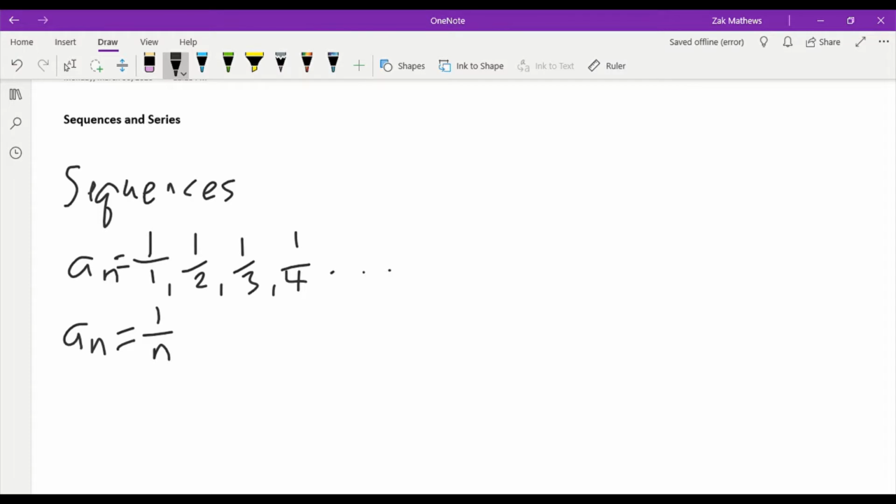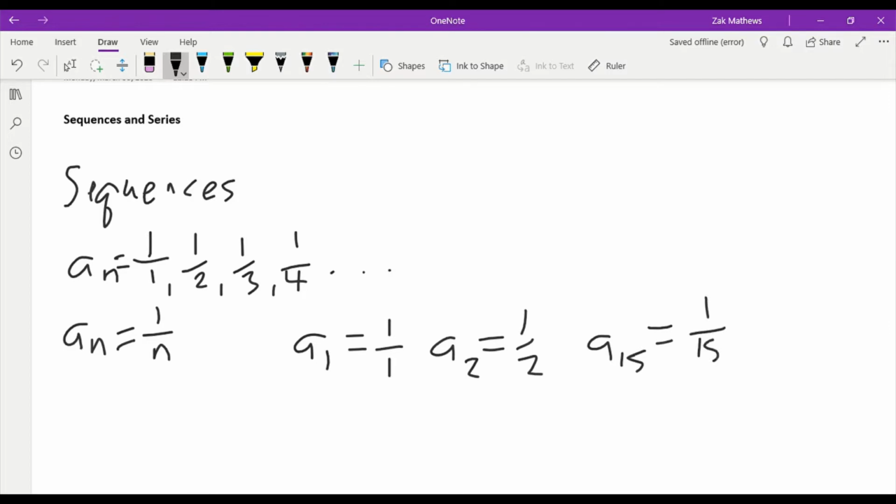So for instance, if I were to look at a_1, that would be saying the first element in the sequence, that would be the 1 over 1. If I were to look at a_2, that would be looking at the second element in the sequence, that would be the 1 over 2. Or if I were to look at, say, a_15, we can figure out the pattern. That would be saying the 15th element in the sequence, that would be 1 over 15.